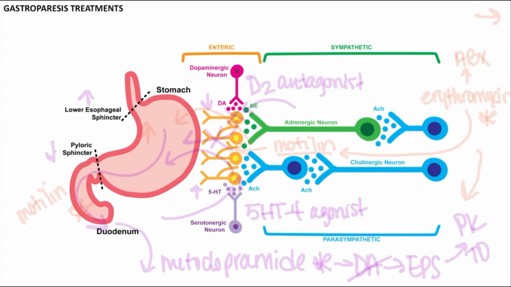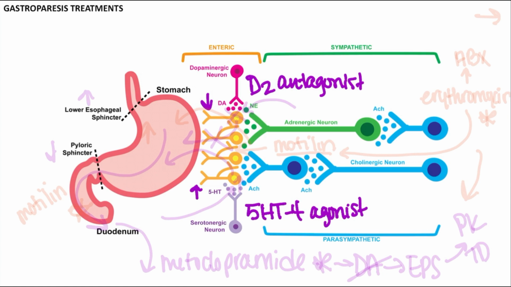So let's start with metoclopramide. Remember, serotonin promotes motility and dopamine inhibits motility. So metoclopramide is a serotonin 4 receptor agonist, and it's also a dopamine D2 receptor antagonist.